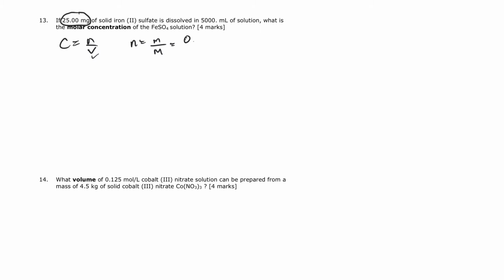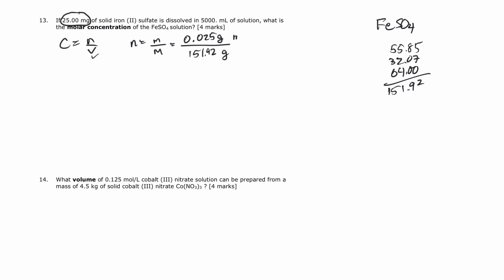It'd go 3 over to the left. So 0.25 grams, that's not very many, over the molar mass, so I don't know that. So it's iron 2 sulfate, FeSO4. So iron is 55.85, sulfur's 32.07, I think, and 4 oxygens at 16 would be 64. Okay, so add those together, 151.92. So 151.92 grams per mole.